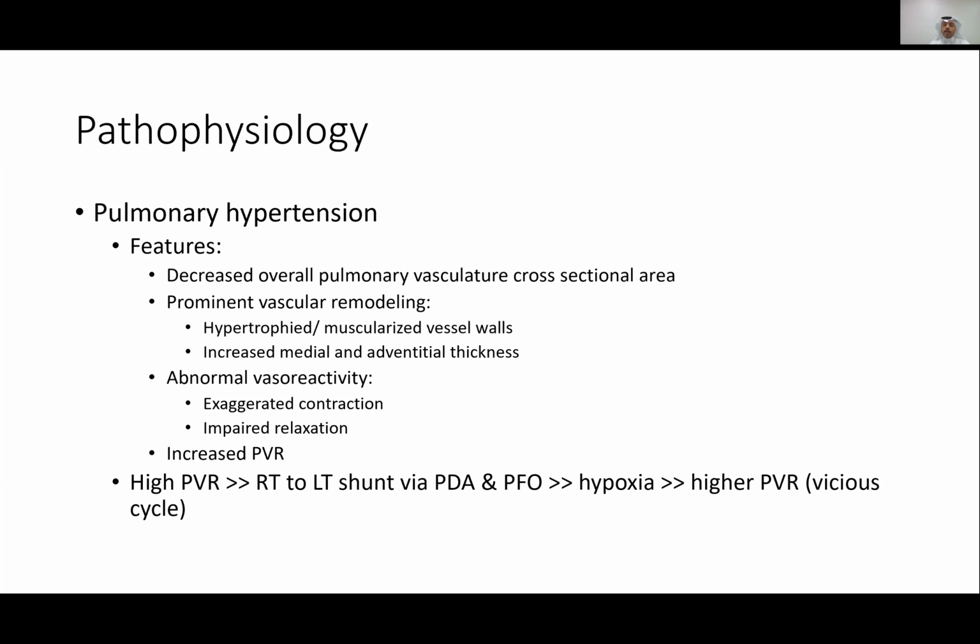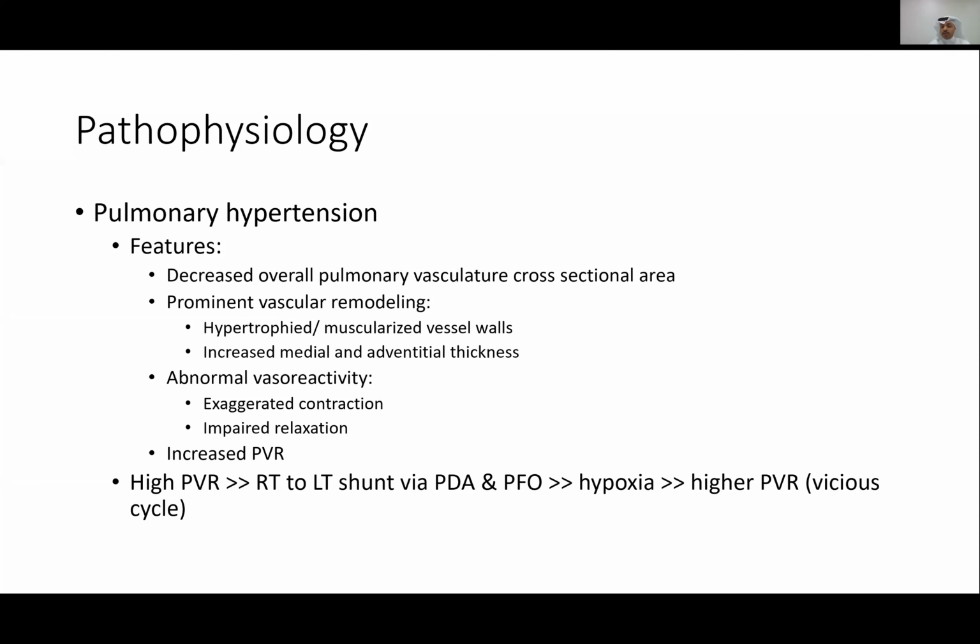In addition to pulmonary hypoplasia, pulmonary hypertension is also a significant entity for CDH patients. The feature of that is a decreased overall pulmonary vasculature in the lungs. There's prominent vascular remodeling, with a hypertrophied muscularized wall and a very thickened media and adventitia. In addition to the structural changes of the vessels, there's also increased reactivity of the vessels, with exaggerated contractions and impaired relaxation. Also, the peripheral pulmonary vascular resistance is increased as a consequence of all of that.